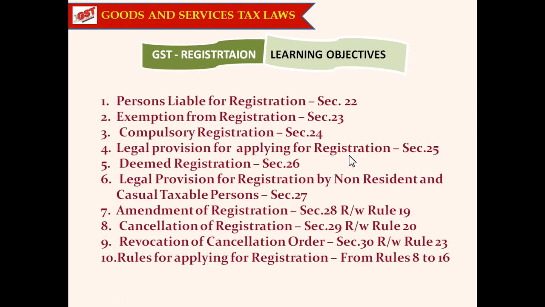Section 27 deals with the legal provisions for registration by non-residents and casual taxable persons. Sections 28 and 29 deal with the amendment for registration and cancellation of registration. You can also revoke the cancellation. There is a provision under section 30 for revocation of cancellation order. Rule 8 deals with the process or the procedures for applying for registration. These are the legal provisions and rules relating to GST registrations.